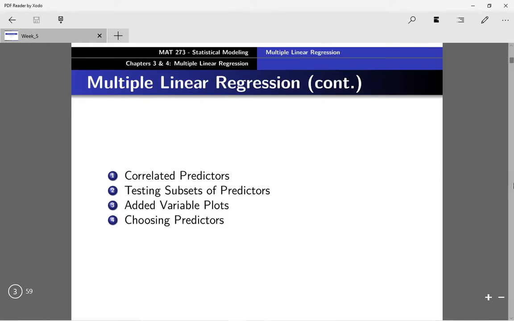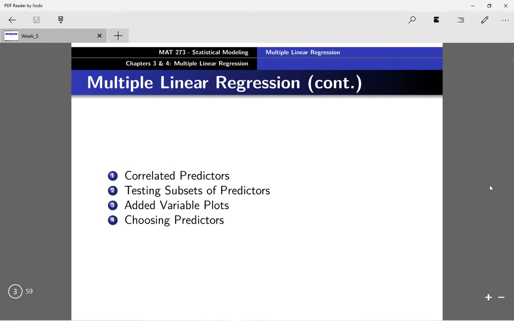And today we're going to continue our talk about these concepts by looking at the correlated predictors issue, which is also called multicollinearity, and how to test subsets of predictors. So we've seen how you can use a hypothesis test to test an individual predictor if it's important or not based on its p-value. But it might be the case that we have 5 predictors and we want to test if a set of 2 are important together or not at the same time. So that gets a little bit more complicated, so we're going to talk about how you can do that.